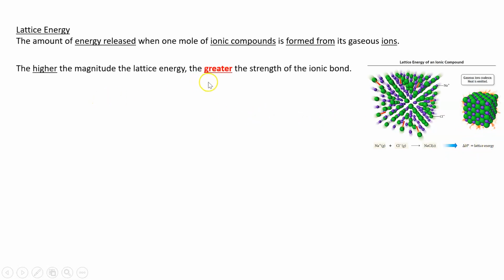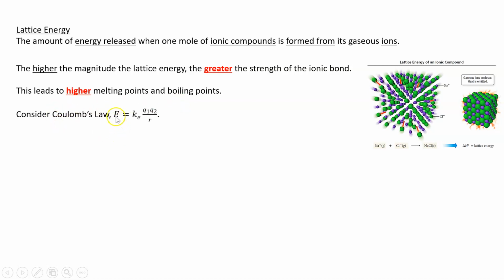The higher the lattice energy, the greater the strength of the ionic bond. So if we have a very strong ionic bond, it's going to have a high lattice energy. This leads to higher melting points and higher boiling points as well. If you've got a strong ionic bond, you have high lattice energy, you're going to have a very high melting and boiling point, which means it's hard to break those bonds.